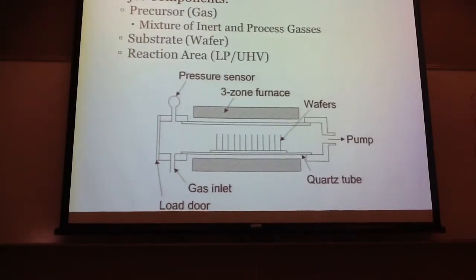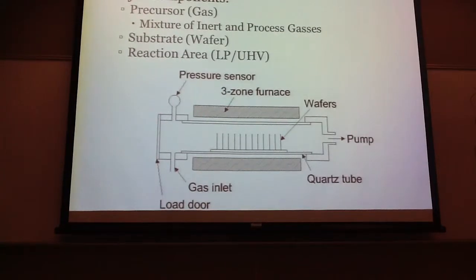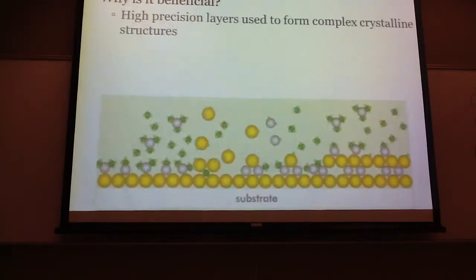And it used to be that this was done in atmospheric pressure, but in most modern applications, it is either done at LP, which is low pressure, or UHV, which is ultra high vacuum. And most modern applications use that.